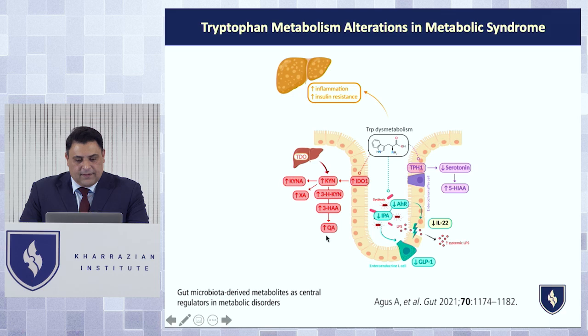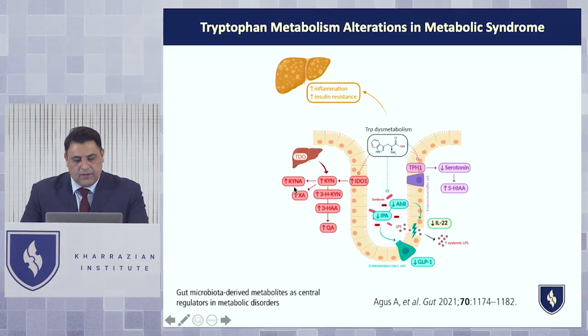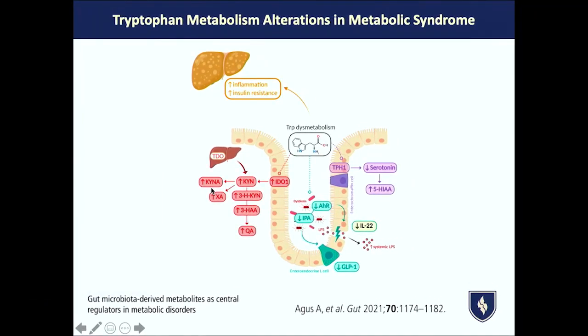Now, in this illustration here, you can see that different gut bacteria can alter tryptophan metabolism. This can cause mood disorders. This can cause insulin resistance. This can cause inflammation. This is the IDO1 pathway that's involved. But again, these are based on different bacterial species.